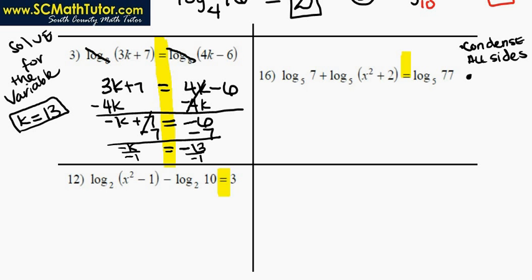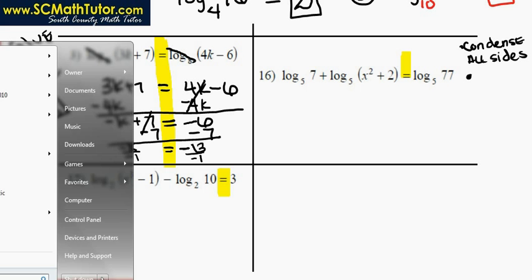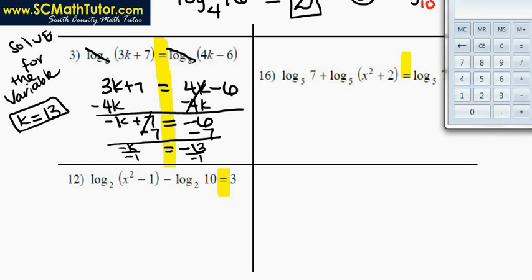Okay, and then once you do that, you want to plug in your answer to make sure that it makes sense. So we're going to do a verbal check. 3 times 13 is 39. 39 plus 7 is 46. Log base 8 of 46, is that equal to 4 times 13 minus 6? I need to do that with my calculator. I could also show the work, but since we can use a calculator on this test, let's practice using our calculator. So 4 times 13 minus 6 is equal to 46. So both sides equal 46.